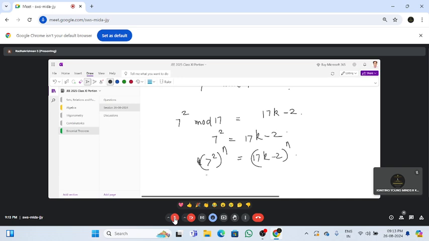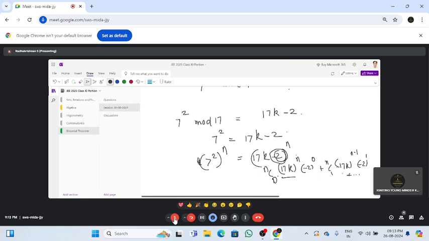Okay. So if you take this expansion, all the terms will have some 17 to the power of something, except the last term. It will be nC1 into (17k) to the power of n, nC0 into (17k) to the power of n into (-2) to the power of 0, and then nC1 into (17k) to the power of (n-1) into (-2) to the power of 1, and so on, right?